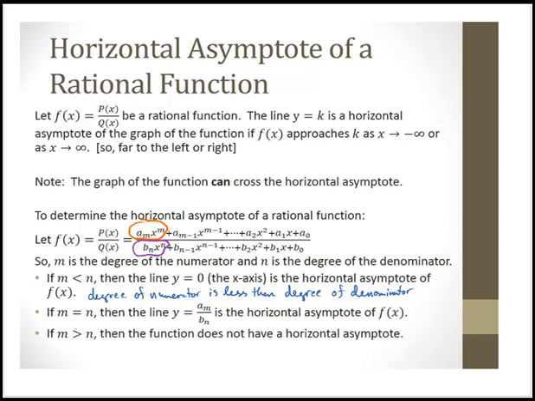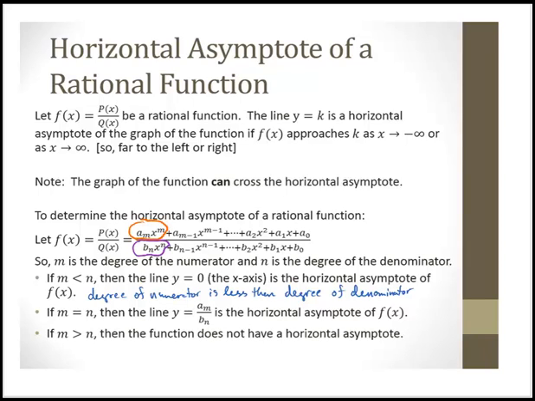If m equals n, if the degree of the numerator is equal to the degree of the denominator, then the line y equals a sub m over b sub n is the horizontal asymptote. So those are the lead coefficients of the numerator and denominator respectively. So if we have equal degrees, then we take the ratio of the lead coefficients, and that would give us our horizontal asymptote.